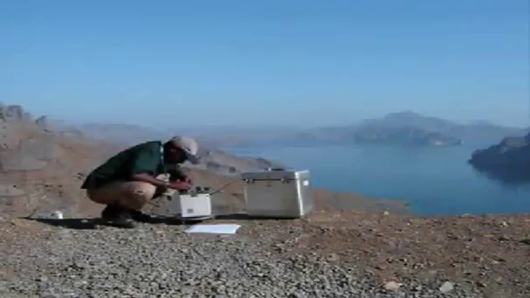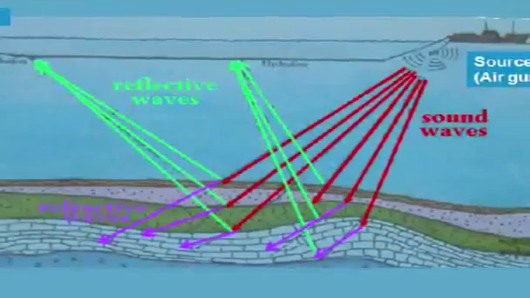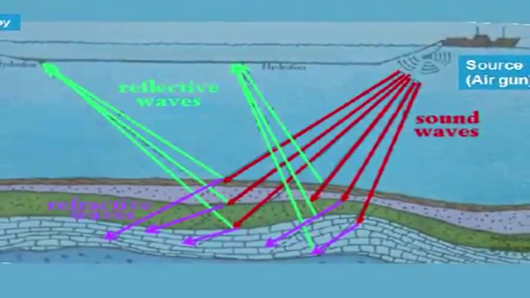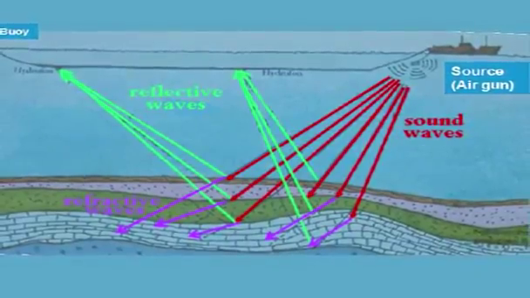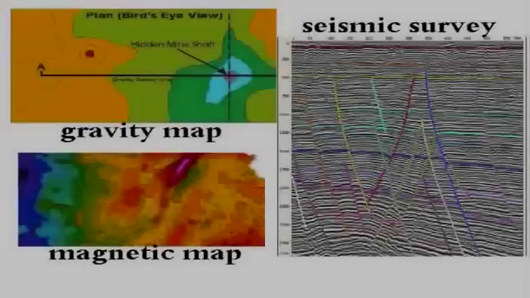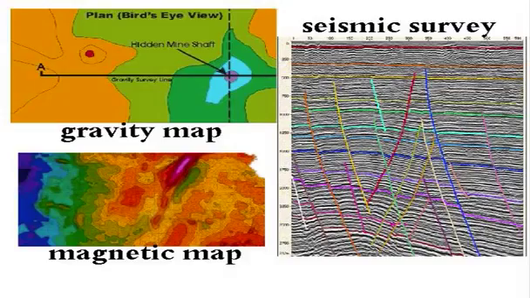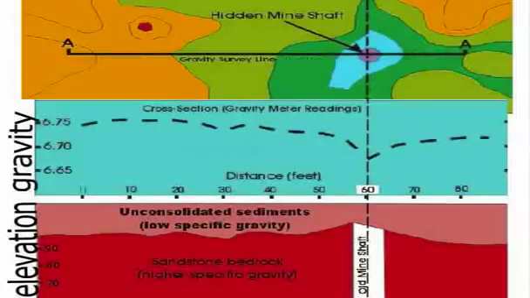The gravity meter measures the Earth's gravity. The second, the magnetic meter, measures the Earth's magnetic field. The third, the seismic survey, measures sound waves, refracting and reflecting off different layers of rock. Now let's look at each in more detail. The gravity meter first measures the changes in rock density in the subsurface.